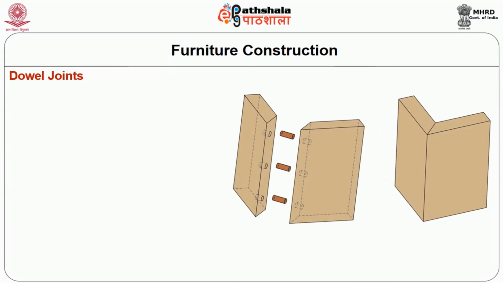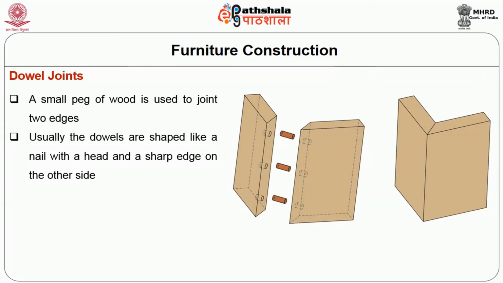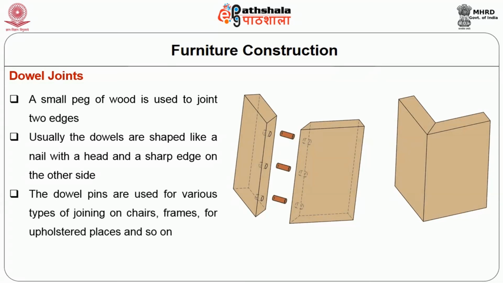Dowel joint. In this kind of furniture joint, a small peg of wood is used to join two edges. Usually, the dowels are shaped like a nail with a head and a sharp edge on the other side. The dowel pins are used for various types of joining on chairs, frames, upholstered pieces, and so on. Double dowel provides added stability and security.